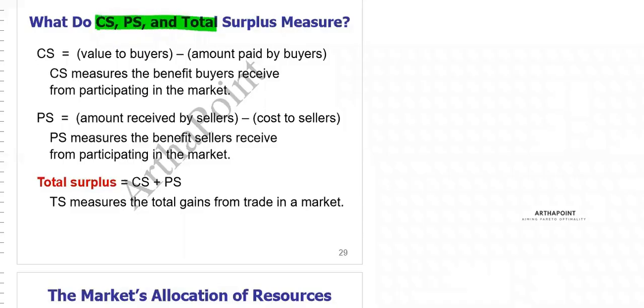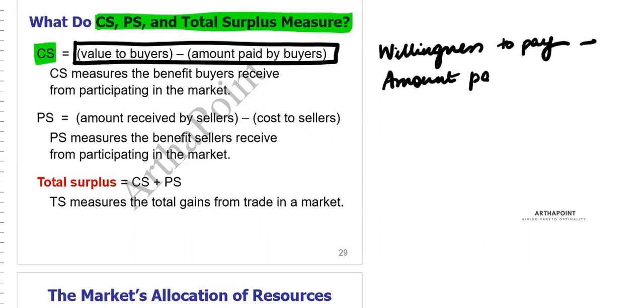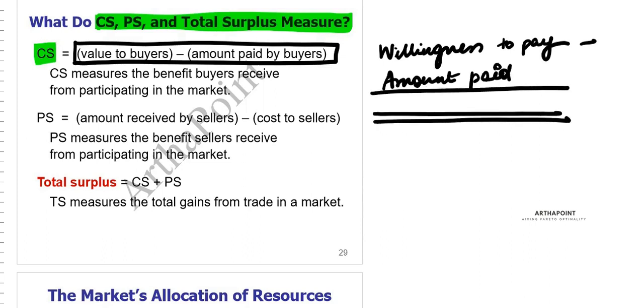What do consumer surplus, producer surplus, and total surplus measure? Let's say we begin with consumer surplus. What is consumer surplus? Consumer surplus is the difference between two things. One, what is the willingness to pay? How much is a consumer willing to pay? Less, what is the amount paid? The gap between what a consumer is willing to pay and what a consumer actually pays, that is known as consumer surplus. Now, the second thing is producer surplus.